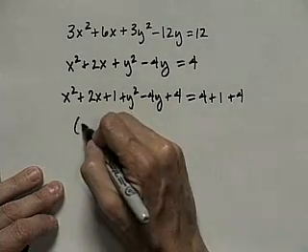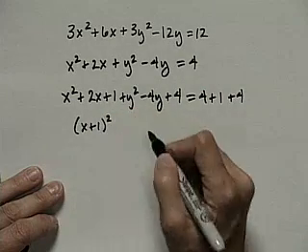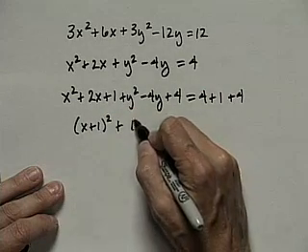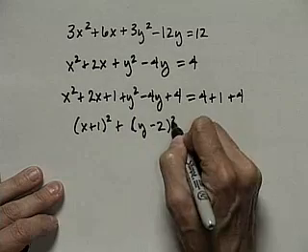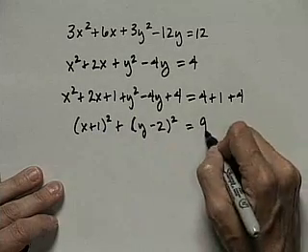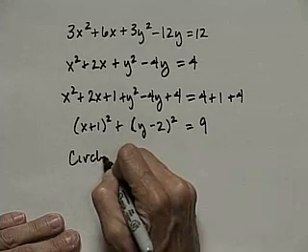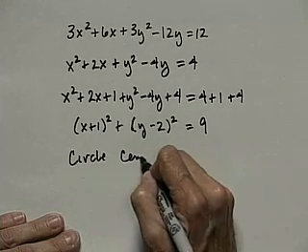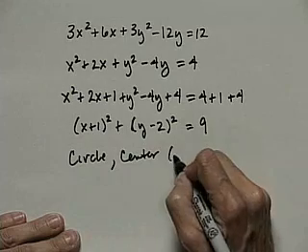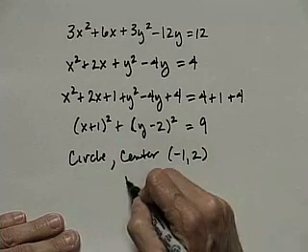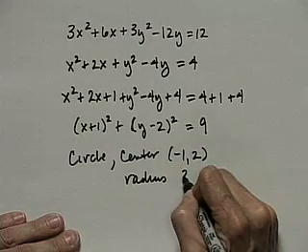And factoring the trinomial in x, I get x plus 1 squared. In y, y minus 2 squared. And that sum is 9. And I can see that what I have is a circle with center negative 1, 2, and radius 3.